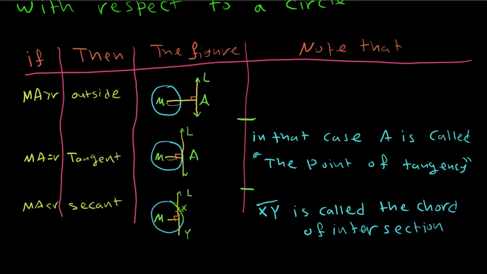And the chord XY formed, from this point to this point, this chord we will call the chord of intersection.